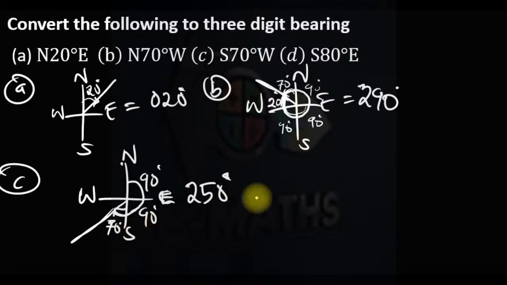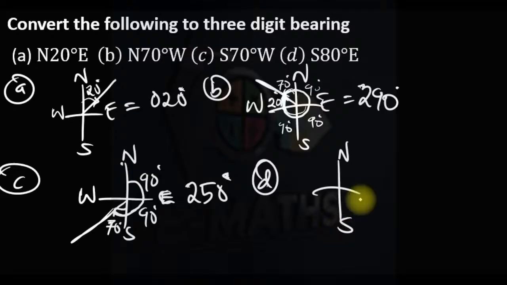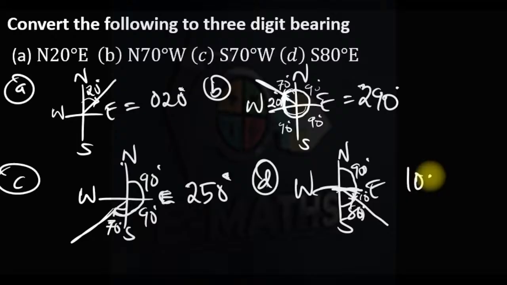So the last one is south 80 east. North, south, east, west. So south 80. Our 3 digit bearing must start from north wherever it hits the bar. So this is 80, this should be 10. Each of the quadrants is 90, so our answer is 90 plus 10, which is 100 degrees.